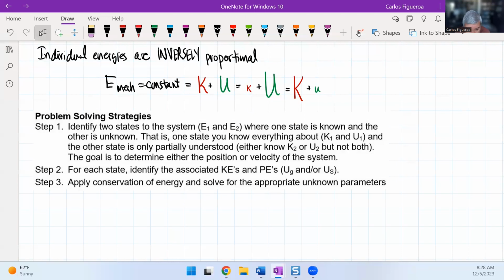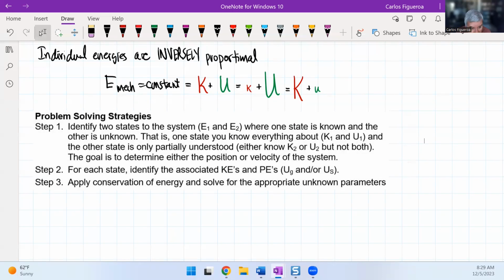In one state, you know everything about the energies, and in the other state, you don't know one thing about those energies. So what that allows you to do is set up a problem where you can then determine the position, that is the height or the compression, or the speed at that point.